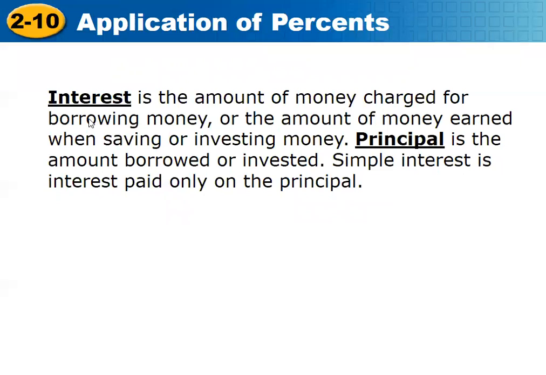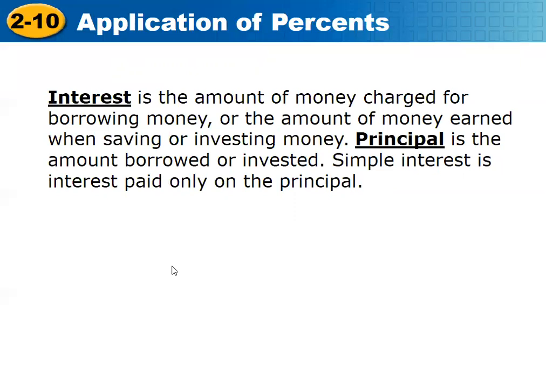This part is called interest. What is the meaning of interest? Interest is the amount of money charged for borrowing money or the amount of money earned when saving or investing money. Principal is the amount borrowed or invested. So we have a principal at the beginning. The money which you are going to deposit in your bank account, or the amount which you are going to borrow from the bank, which is a loan, for example.